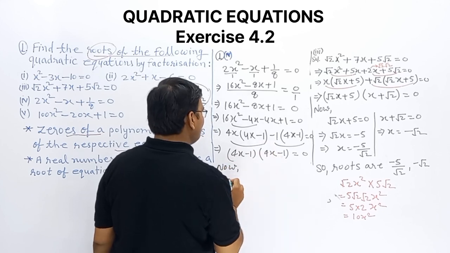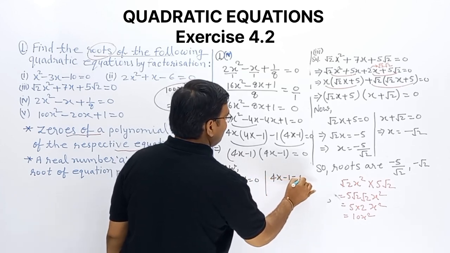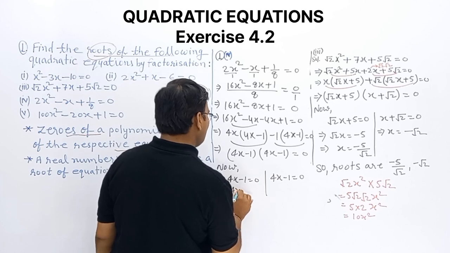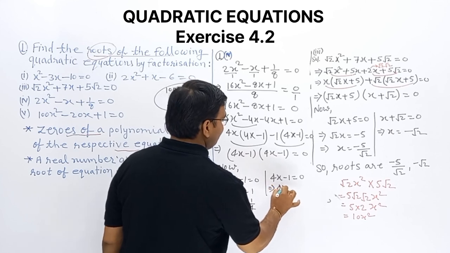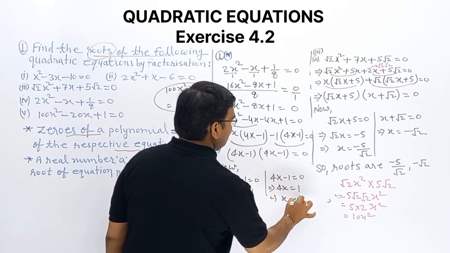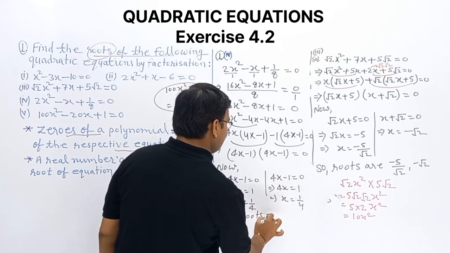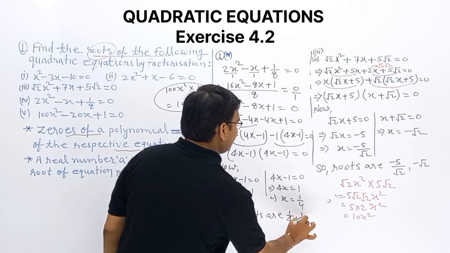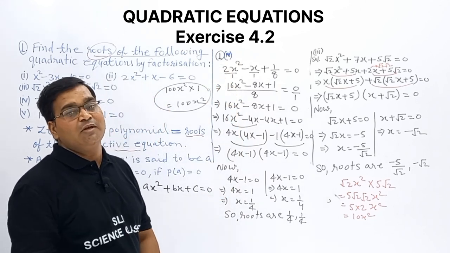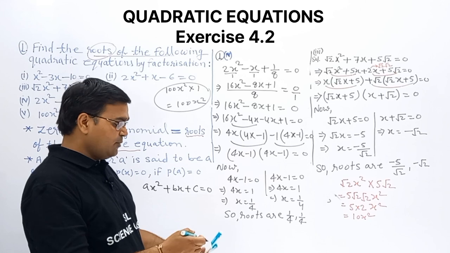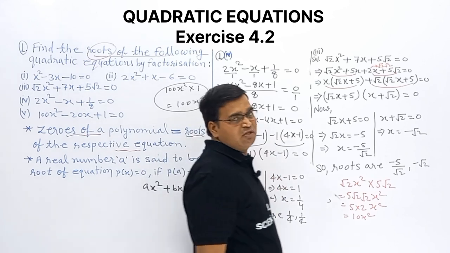Now the factors are both of these. Now we want the roots. So we will write 4x minus 1 equal to 0 and 4x minus 1 equal to 0. Solve this for x. 4x equal to 1, x equal to 1 by 4. So roots are 1 by 4, comma 1 by 4. Once we put these roots in the given equation, we are getting 0 equal to 0. Clear? So this is the process of finding roots of a quadratic equation.